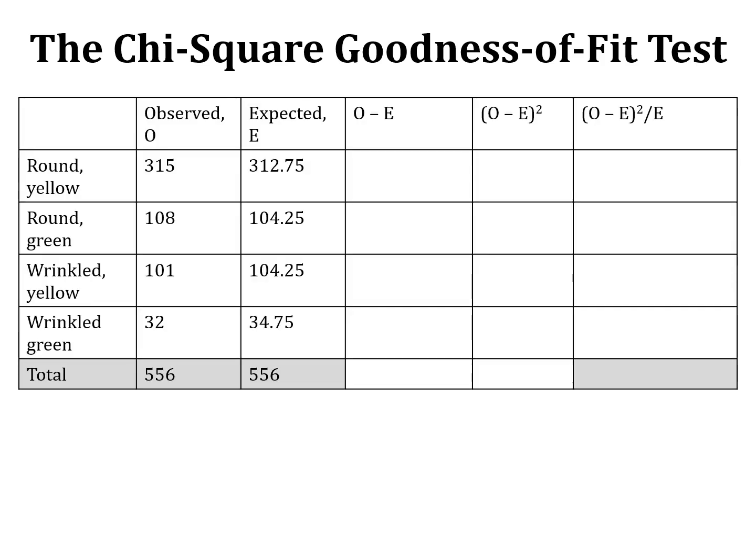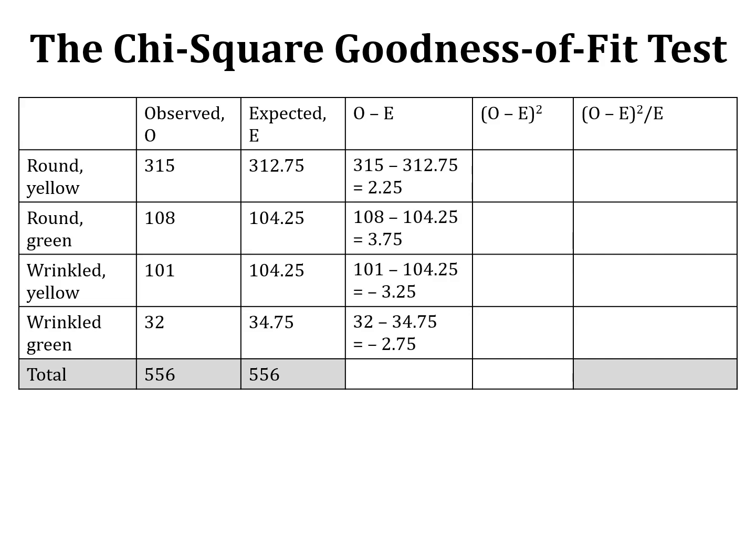And now the table for the calculation of the chi-square value. We have observed frequencies, we have expected frequencies, the total is same. So the next step is the calculation of the difference between observed and expected frequencies. The difference between the observed and expected frequency of round yellow seeds is 2.25. The difference for round green is 3.75. The difference for wrinkled yellow is 3.25, and the difference for wrinkled green is 2.75.